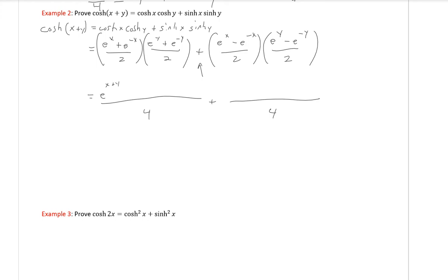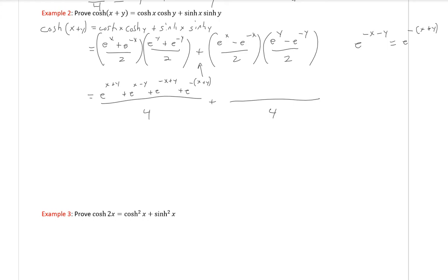And I'm going to get then e to the x times e to the negative y is going to be plus e to the x minus y. Then e to the negative x times e to the y gives me e to the negative x plus y. And then e to the negative x times e to the negative y would give me e to the negative x minus y, or e to the negative x plus y. Again, when I get e to the negative x minus y, I can take the negative out of each of those to get e to the negative x plus y. That's why I did that last step.